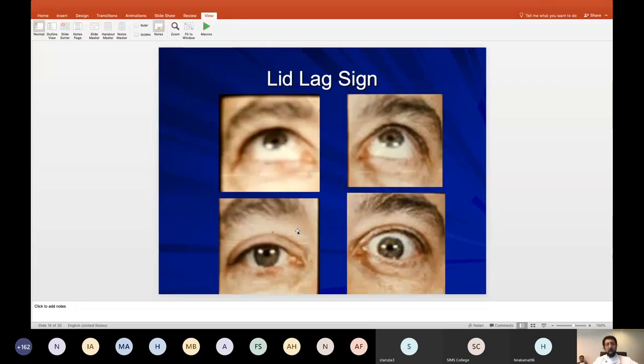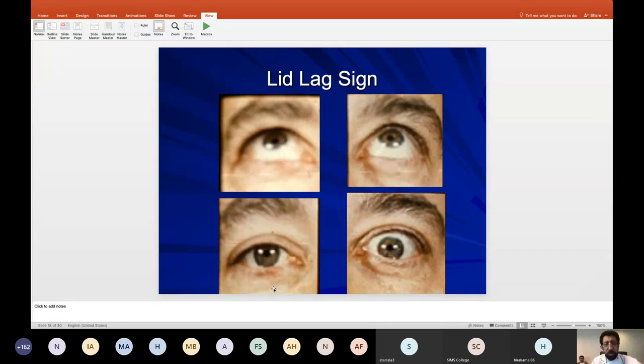And you'll have technically the lid lag. Lid lag is very easy to demonstrate. Normally, when you shift your gaze upwards or downwards, the lid is going to follow your eyeball. So if you take your gaze up, the lid is also going to follow up. And if the eyeball follows down, the lid is also going to follow the eyeball.